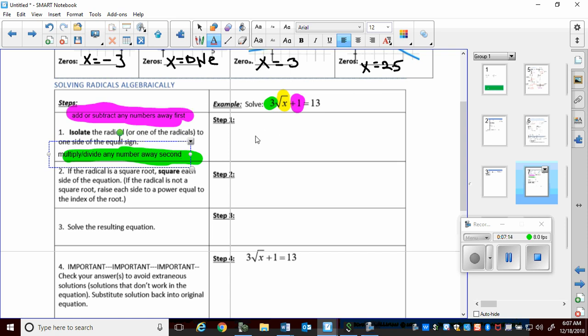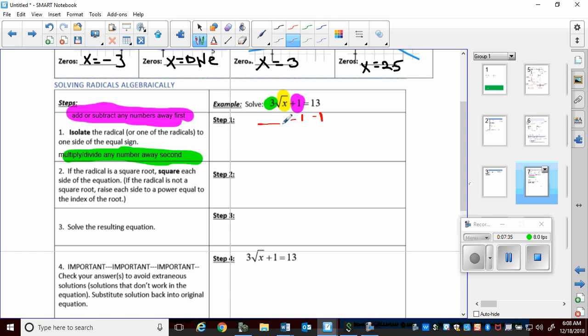Okay, so we're going to do step 1 first. It says isolate the radical to one side of the equal sign. So here's my radical. It's in yellow. What I'm going to move first is that 1. So I'm going to subtract 1 on both sides of this equal sign. And I bring down 3 square roots of x. This goes away, equals 12.